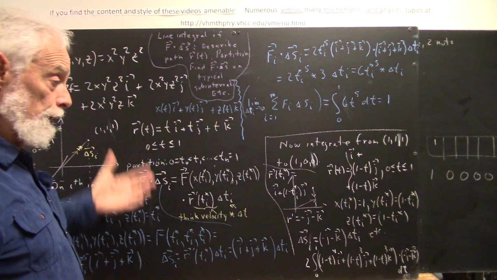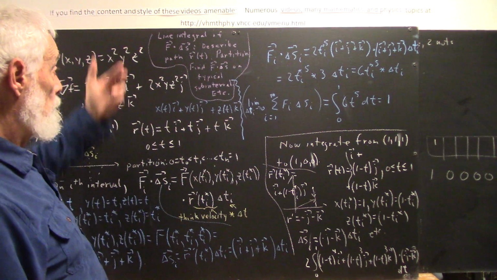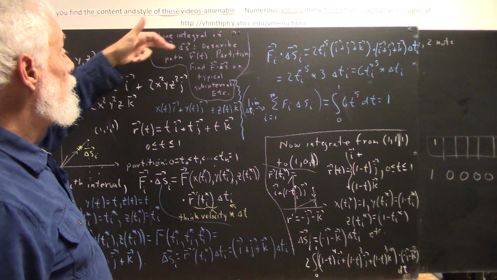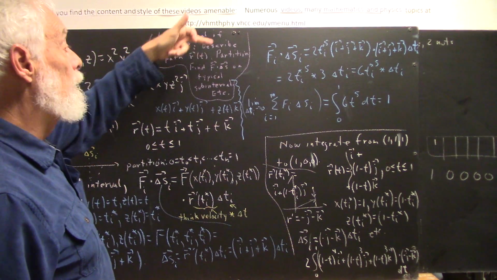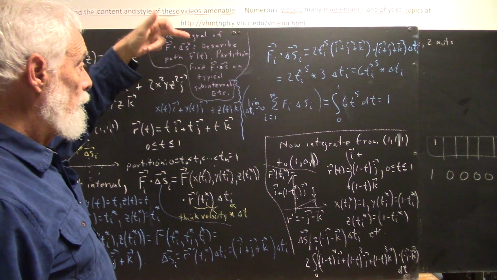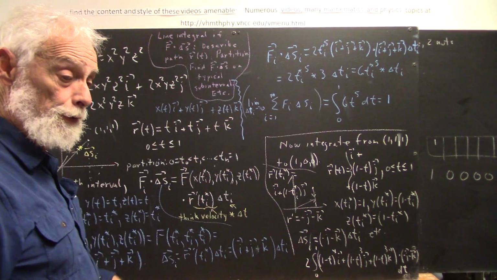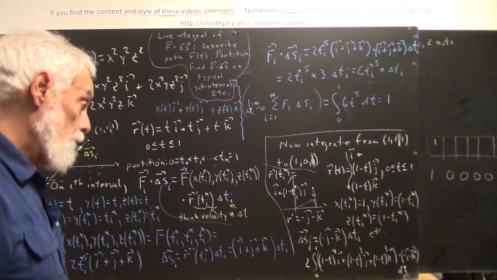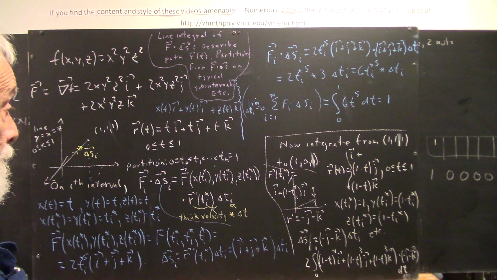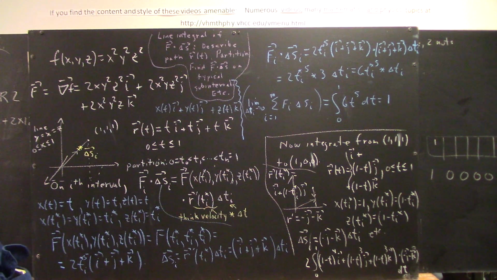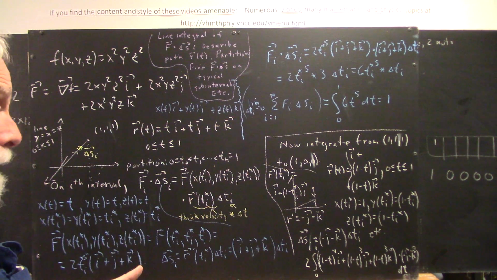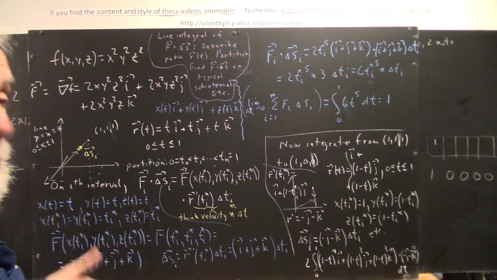Okay, think through what we did here. What do you have to do? You have to describe the path. You have to partition. Then you have to find f dot delta s in a typical subinterval. Okay. That's all there is to it. And it just takes practice working through the details until it becomes second nature and begins to make more and more sense.